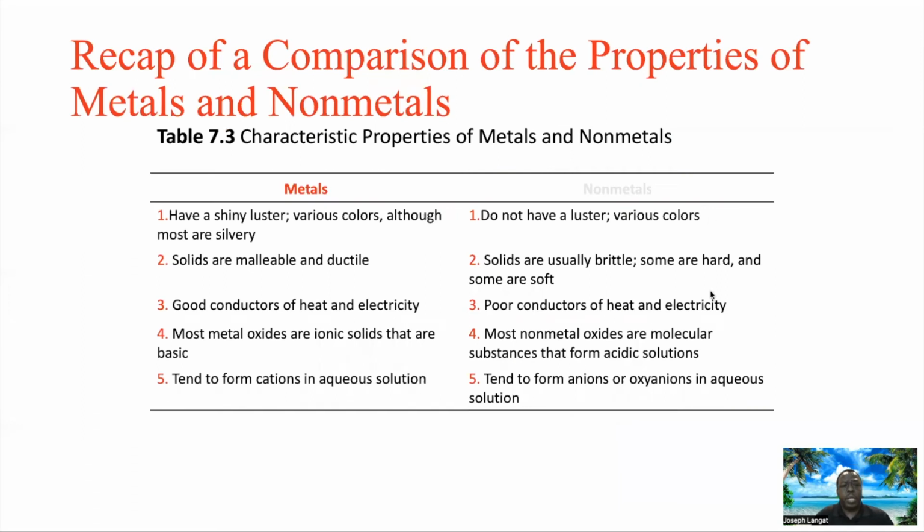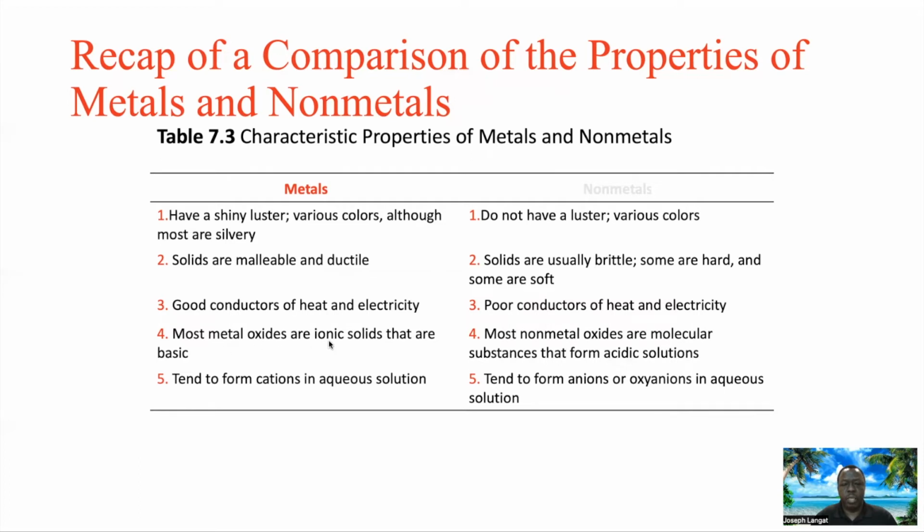Table 7.3 in the text is just recapping the properties of metals and non-metals, the parallel. If you look here, these are for metals, these are non-metals. You don't see gray here, but metals have a shiny, lustrous color, although most have silver. Non-metals do not have that; you can say they are dull. Metals are solids and malleable, ductile. Non-metals may be solids, but they are brittle, and hard sometimes.